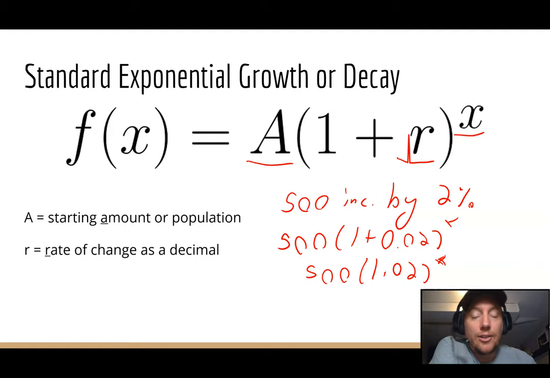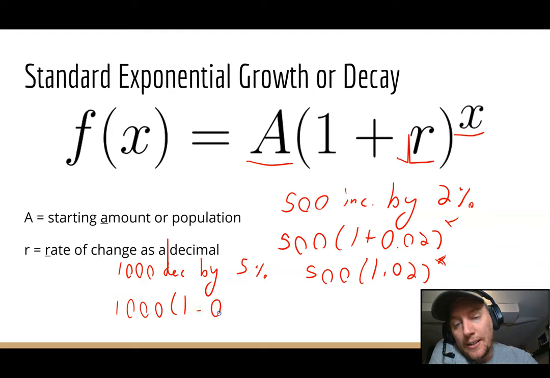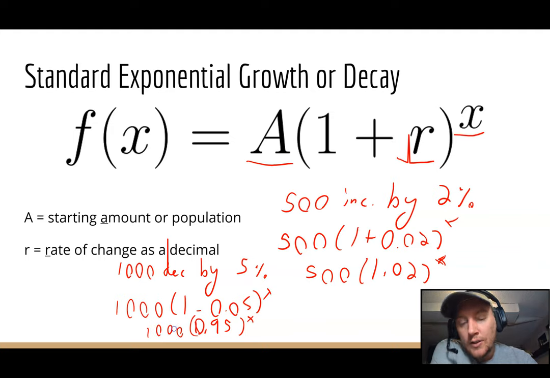If it said decrease, so let's say I had 1,000 decreasing by, let's say, 5%, that would be 1,000 times 1 minus 0.05, or sorry, 0.95 to the x. So you add if it's increasing, you subtract if it's decreasing. If it's decreasing, that's decay. If it's increasing, that's growth.